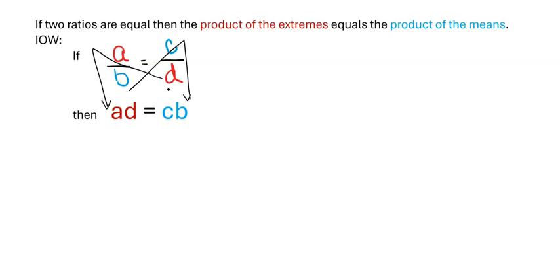Here's an example. Is it true that 1/2 is equal to 2/4? Well, I can check this by using extremes and means. 4 times 1 gives me 4. Is that equal to 2 times 2? Well, yes, 2 times 2 also equals 4. Therefore, because the product of the extremes equals the product of the means, these two ratios are proportional to each other.